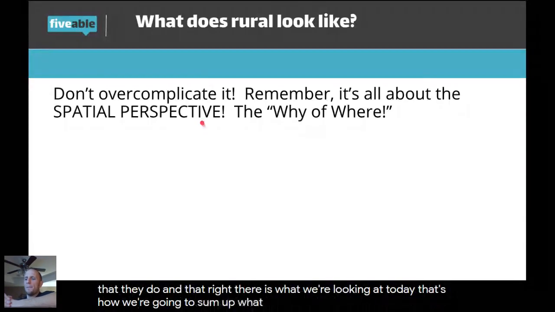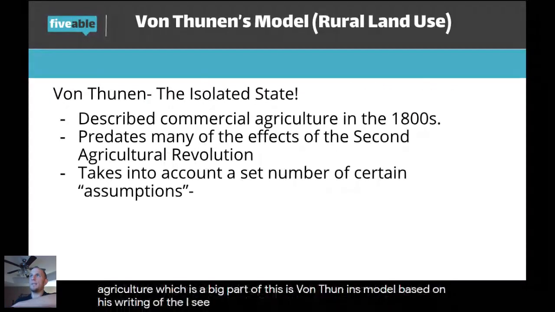So the go-to model for understanding, I wouldn't say rural land use as a whole, but definitely commercial agriculture, which is a big part of this, is von Thunen's model based on his writing of The Isolated State. All right, I should have put a date there. He wrote this book somewhere around the year 1800. It might have been 1800 or 1801. Somewhere during the Industrial Revolution.